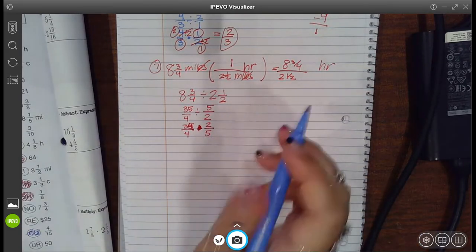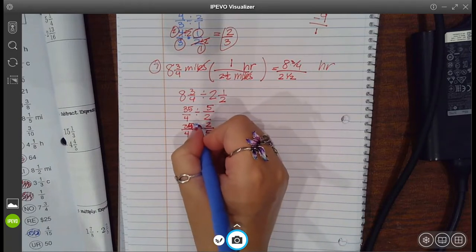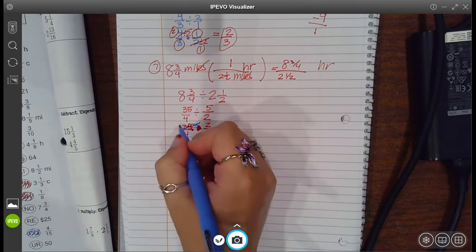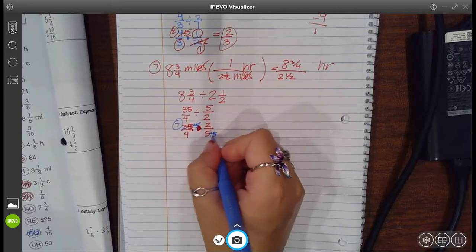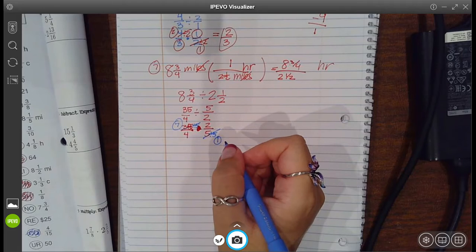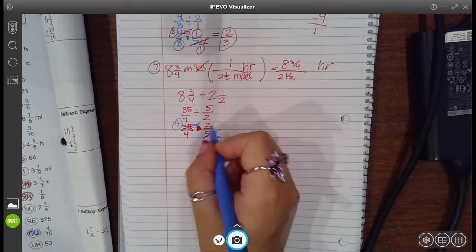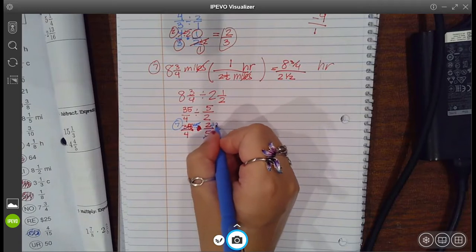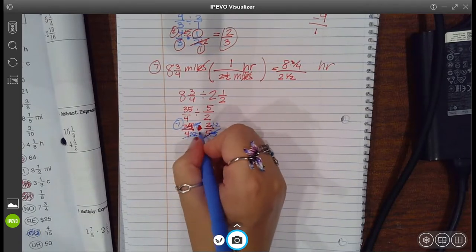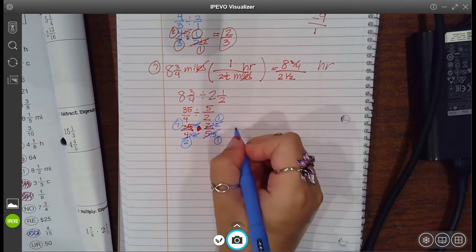Now, do you see anything that can cross cancel? Yeah. 5 can go into both 35 and 5, because 35 divided by 5 is 7, and 5 divided by 5 is 1. I find it easier to cross cancel because it's like reducing at the beginning so your numbers don't get so big. Okay, what can go into 2 and 4? 2 can. What's 4 divided by 2? 2. And what's 2 divided by 2? 1.